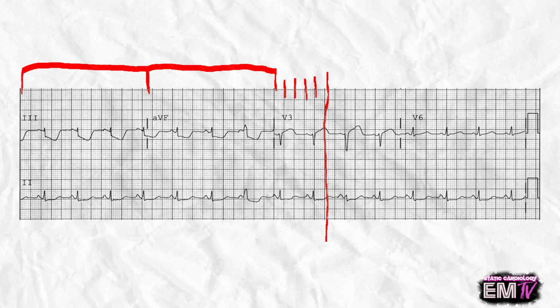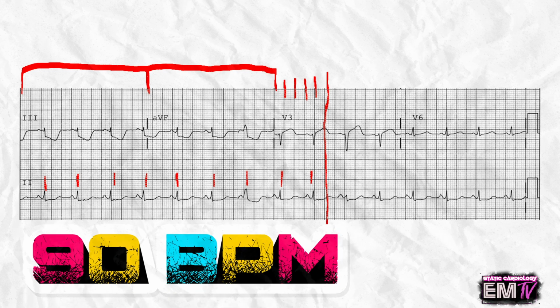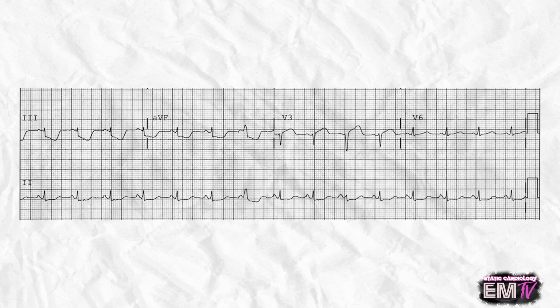Now I'll count my QRS complexes and determine my rate. I'm counting 9 QRS complexes within that 6-second strip, which will make my rate 90 BPM. The next thing I'll do is look for the presence of P waves. I'm seeing P waves present for every QRS here, so I'll measure this PR interval.